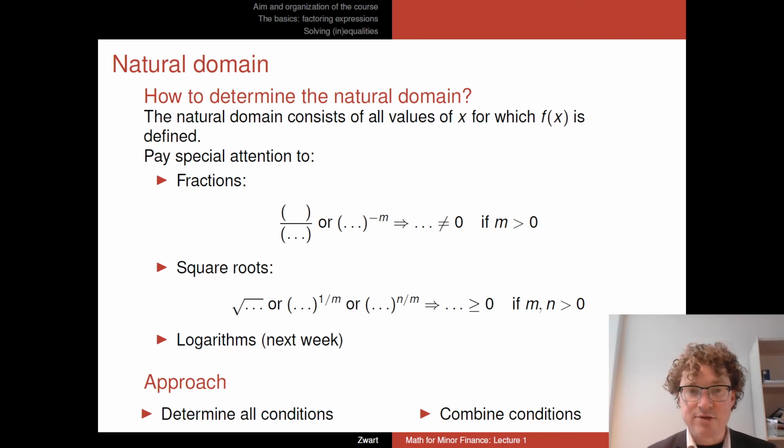We'll have an example next week of logarithms where again there will be limits on what potential numbers you can take the logarithm of, and that's going to again restrict what the natural domain is going to be. So the approach to finding the natural domain of a function is, first determine all the conditions that you find. If you have a fraction, you don't want 0 denominators. If you have a square root in this function, we don't want negative expressions under this square root, and similarly for logarithms. Once we have all these conditions, then we combine those conditions.